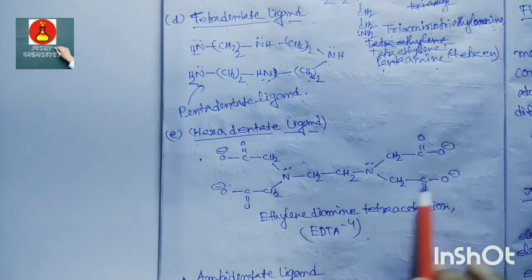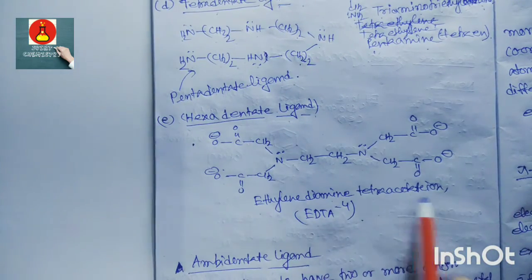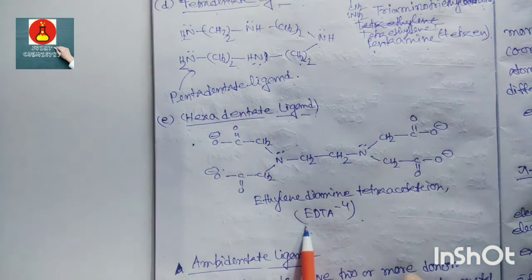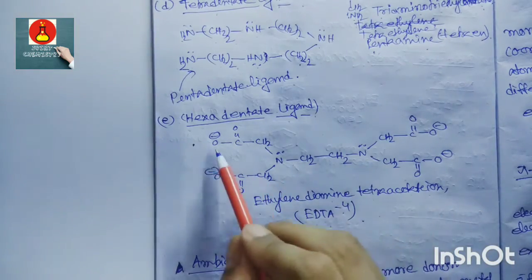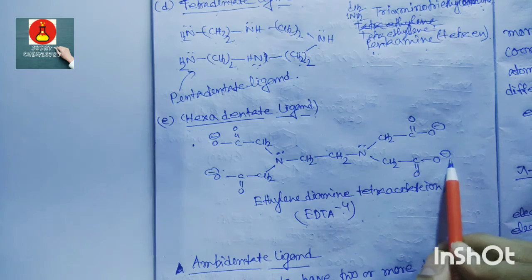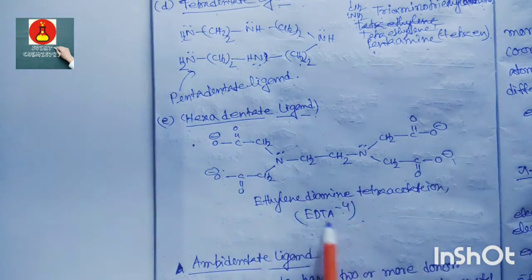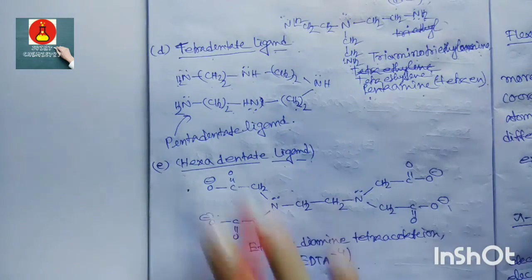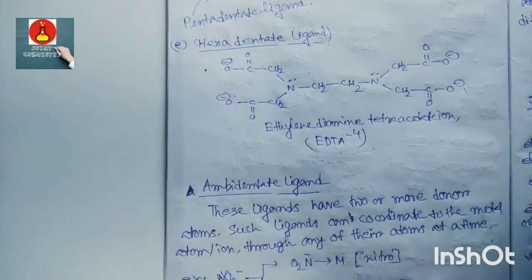This is the structure of the hexadentate ligand, which is ethylenediaminetetraacetate ion, commonly known as EDTA. EDTA 4 minus. In this structure you can see 1, 2, 3, 4 oxygen donor sites and 2 nitrogen donor sites. So overall it is a hexadentate ligand. These are all ligands classified on the basis of their denticity, or number of donor atoms on the ligands.